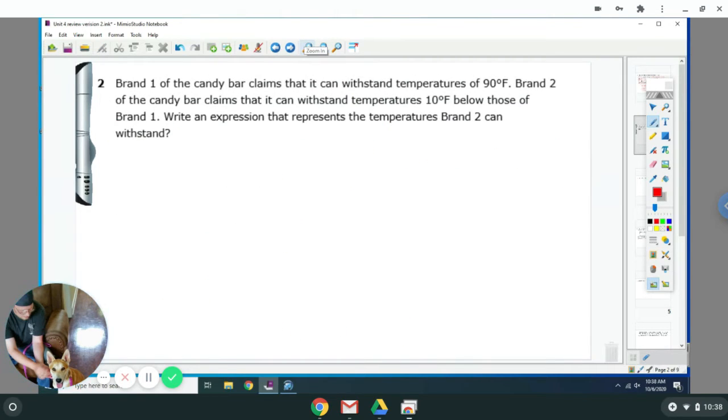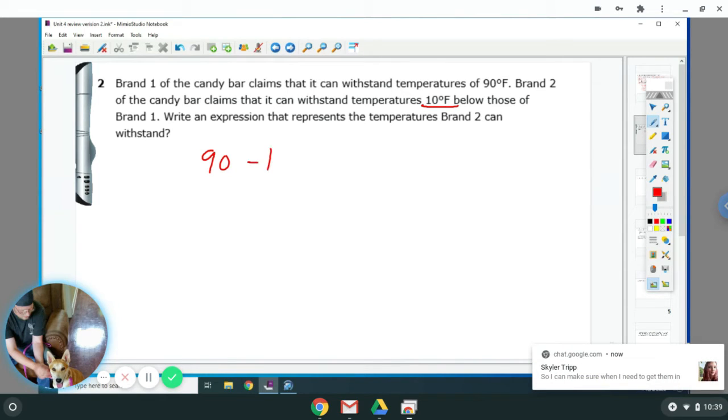All right. Number 2, brand 1 of the candy bar claims that it can withstand temperatures of 90 degrees. Brand 2 of the candy bar claims that it can withstand temperatures of 10 degrees below those of brand 1. Write an expression that represents the temperature brand 2 can withstand. So brand 1 is 90 degrees. Brand 2 claims that it can withstand temperatures of 10 degrees below brand 1. Below means you just subtract 10. So this expression would equal 80.